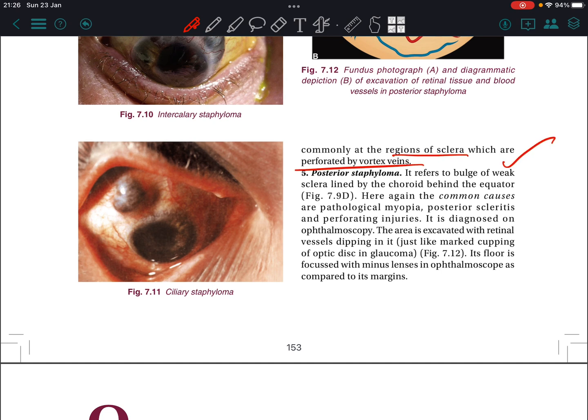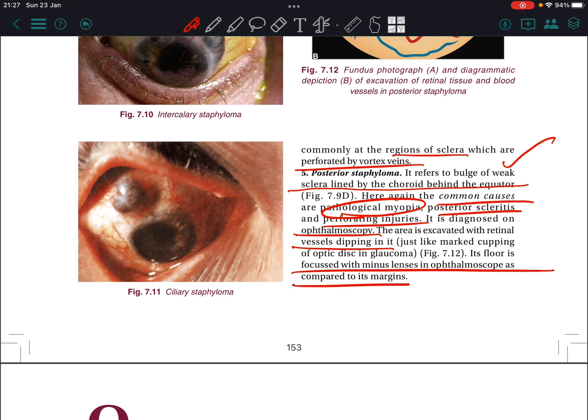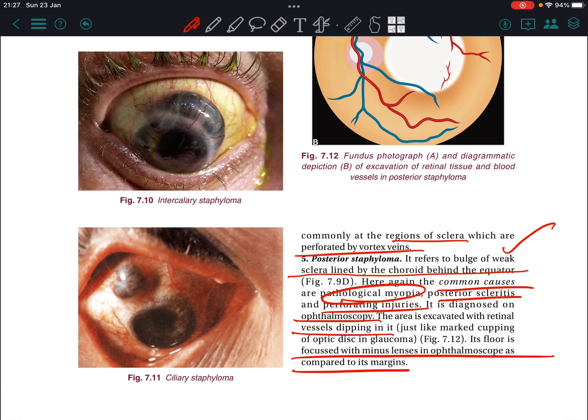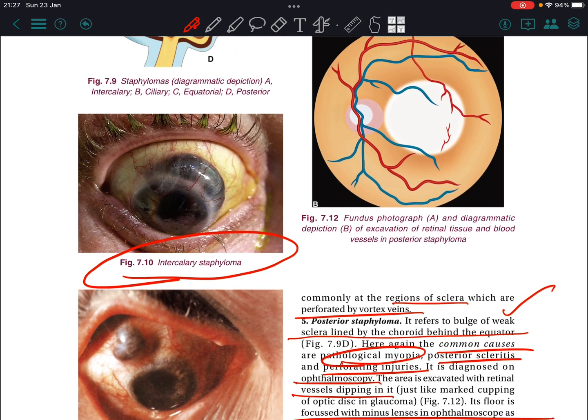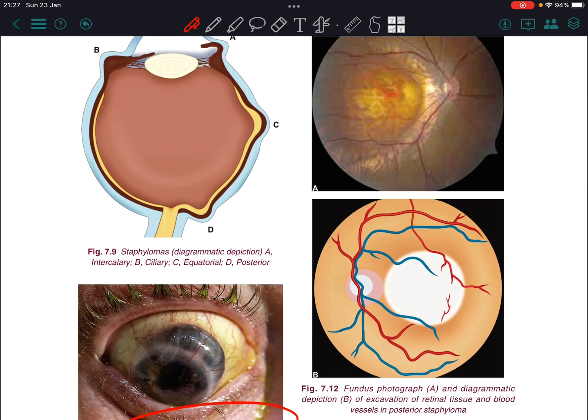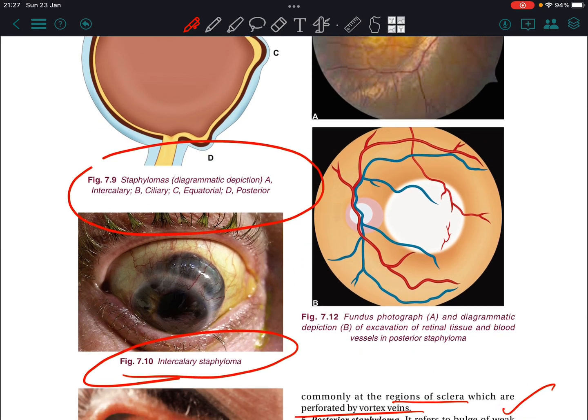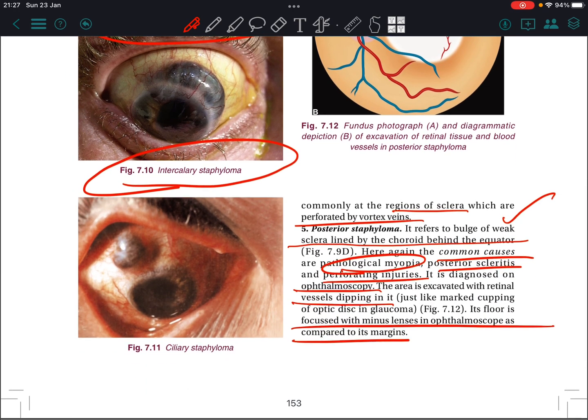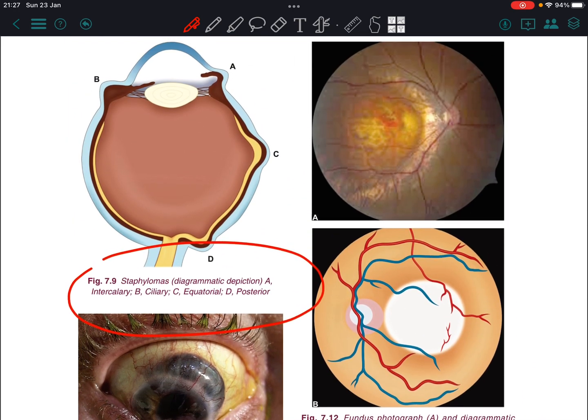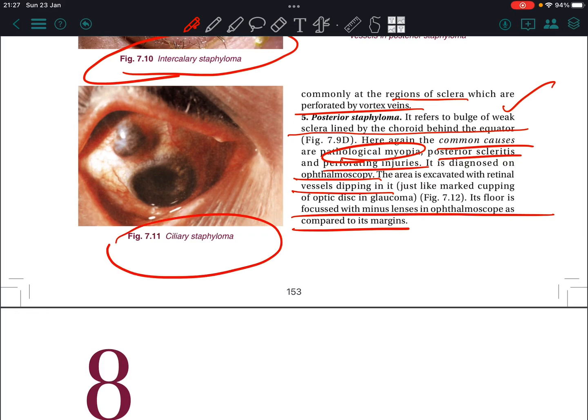Posterior staphyloma refers to a bulge of weak sclera lined by the choroid behind the equator. Here again the common causes are pathological myopia, posterior scleritis, perforating injury. It is diagnosed by ophthalmoscopy. The area is excavated, with retinal vessels dipping into it. Its floor is focused with a minus lens on ophthalmoscopy as compared to the margin. Intercalary staphyloma and fundus exam. Ciliary, equatorial, posterior, intercalary, fundus examination diagram. Ciliary staphyloma.